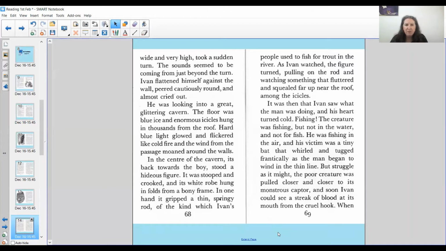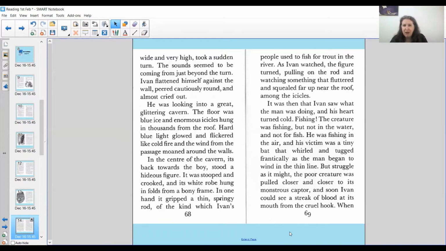In one hand it gripped a thin, springy rod, of the kind which Ivan's people used to fish for trout in the river. As Ivan watched, the figure turned, pulling on the rod and watching something that fluttered and squealed far up near the roof among the icicles. It was then that Ivan saw what the man was doing, and his heart turned cold. Fishing. The creature was fishing, but not in the water and not for fish. He was fishing in the air, and his victim was a tiny bat that whirled and tugged frantically as the man began to wind in the thin line.